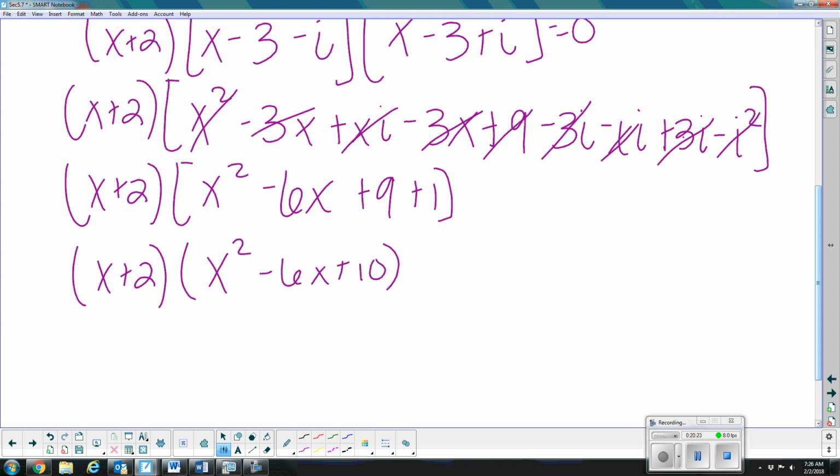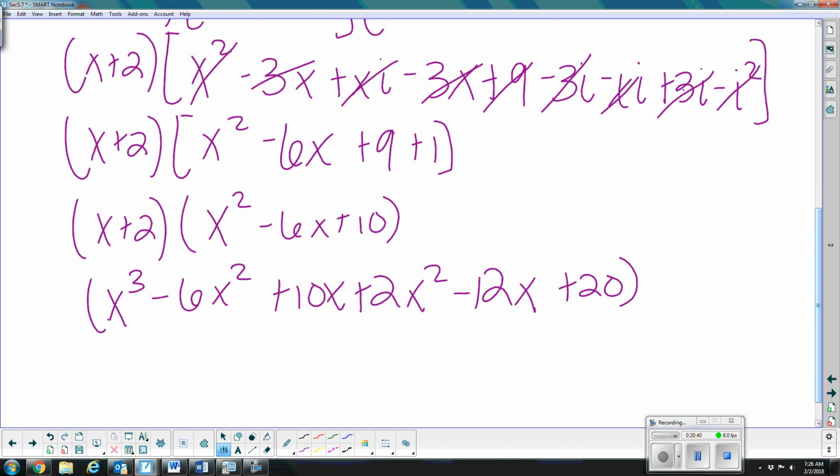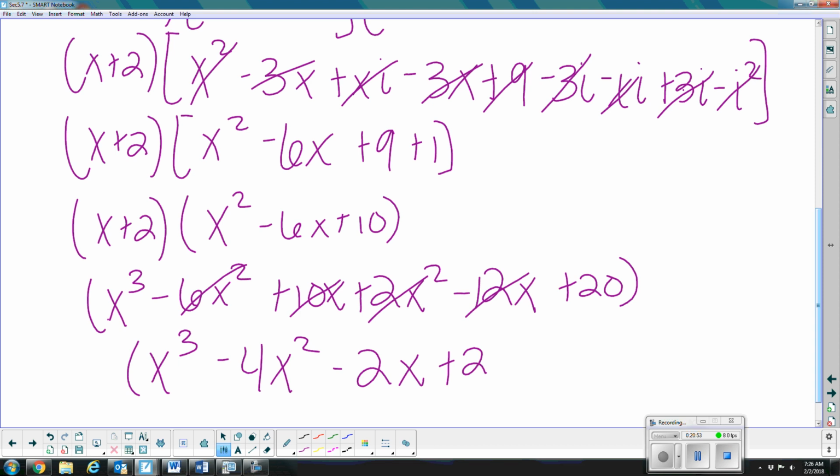And then lastly, distribute. x cubed minus 6x squared plus 10x plus 2x squared minus 12x plus 20. And now, again, lastly, add my like terms. Minus 6 plus 2 is minus 4x squared. Plus 10 minus 12 is minus 2x plus 20.